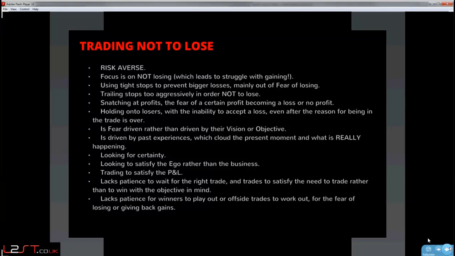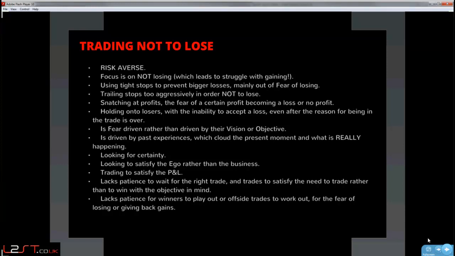Always looking for certainty. Let me just read through this actually, because a lot of it's just talked about here. It's all here right in front of your eyes. What does it lead to? Trading not to lose leads to using tight stops to prevent bigger losses, mainly out of the fear of losing. It's okay to tighten your stops in order to manage risk in a trade where you feel risk may become greater than you should be accepting. But if you are still within the context of your risk area and you are still in a trade where you should be accepting risk, and it should be okay for you to watch the market move against you in that area, you've got to accept it.